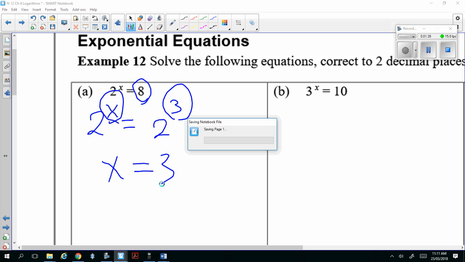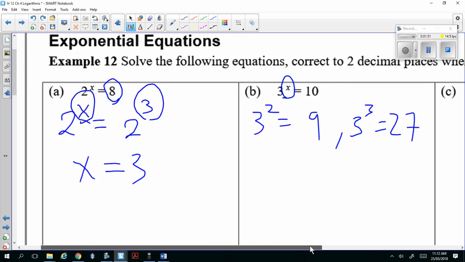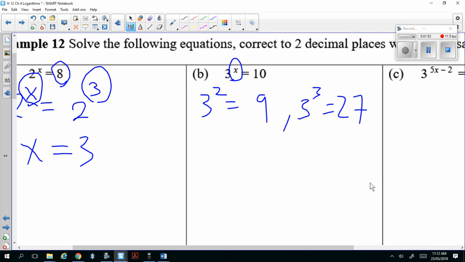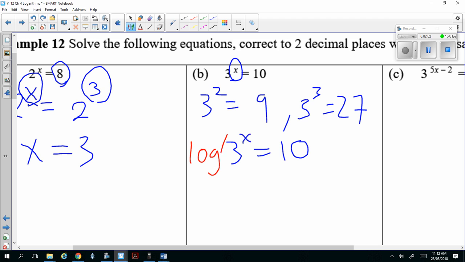Now, what if it's 10? 10 doesn't work because 3 squared gives you 9, but 3 cubed is 27, isn't it? So we can't find x using this method. We have to use an alternative way, which is to use log. So we log both sides. You write log of this equal to log of that. Log both sides of the equation.